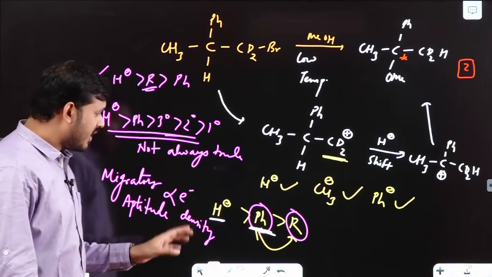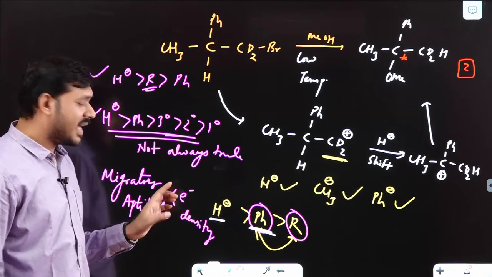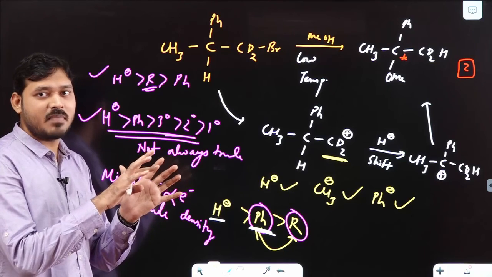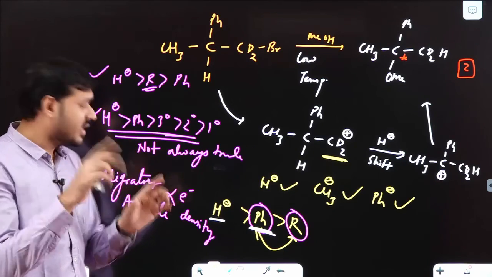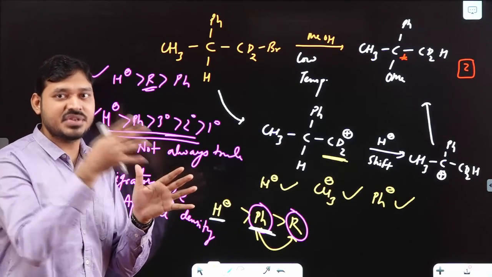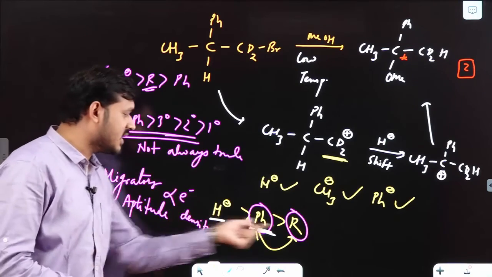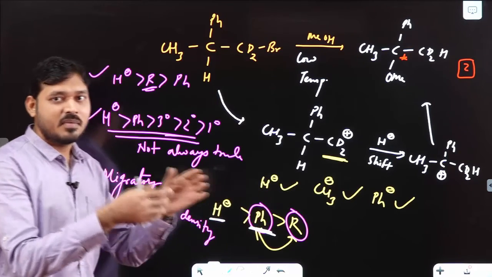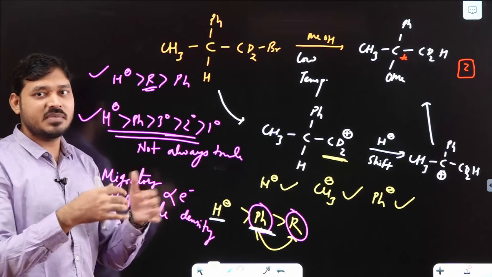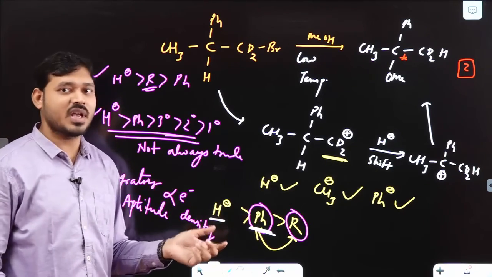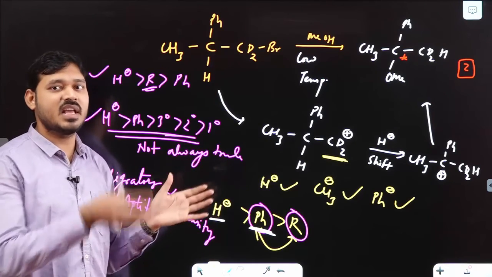Clear? Now understand, when the step where migration occurs is RDS, then this order will always be true. When the step having migration is RDS, this is always true: hydride is higher than pH than R. But when the rearrangement is faster, migration is faster, then this order may differ. Okay, so we will come across such cases and there we will discuss.